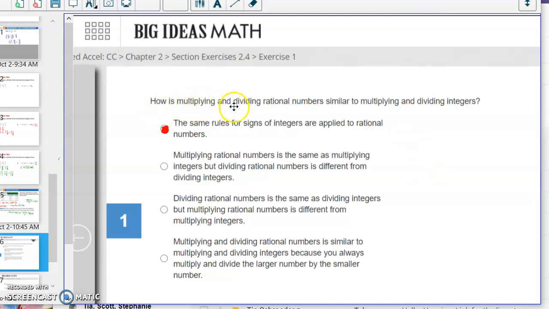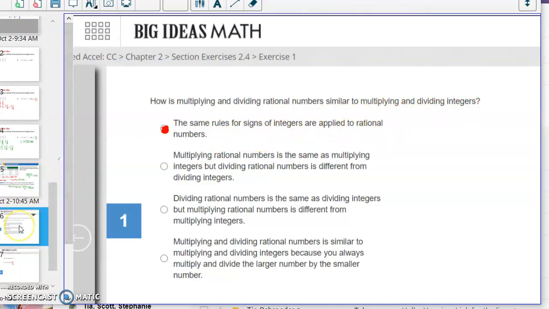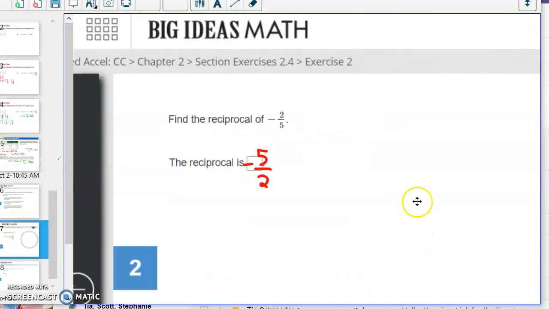Okay, now you should get started on your BigIdeasMath.com homework assignment. And the first question says, how is multiplying and dividing rational numbers similar to multiplying and dividing integers? And the answer we talked about is the same rules for signs of integers are applied to rational numbers. Next question, it says find the reciprocal of negative 2/5, and the reciprocal is negative 5 over 2. For some reason, the website makes you put the negative with the top number, but technically the negative could go either with the top or the bottom, but this website makes you put it with the top number.